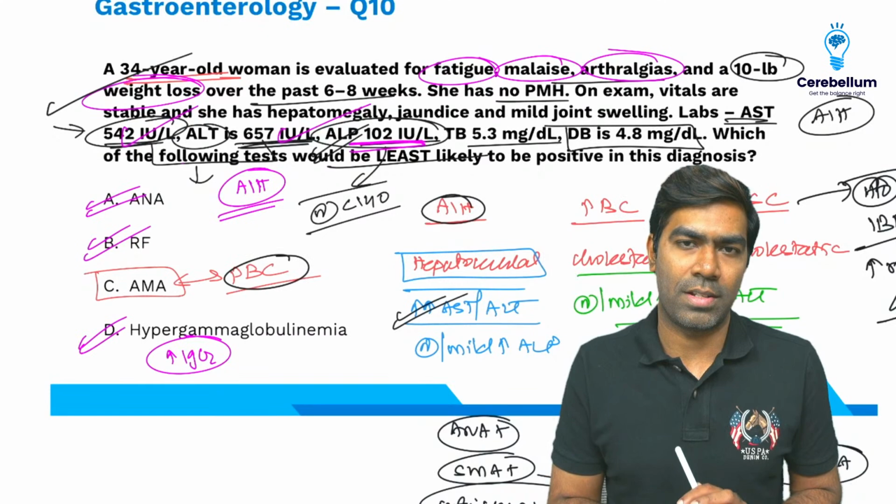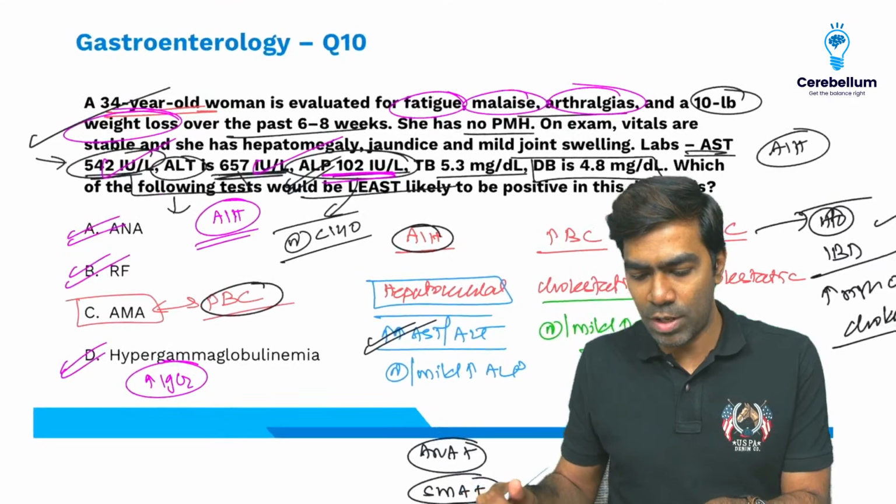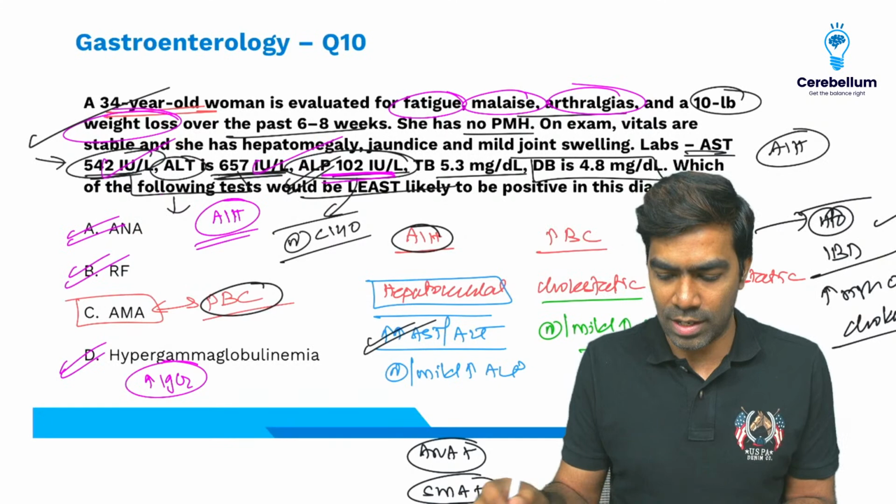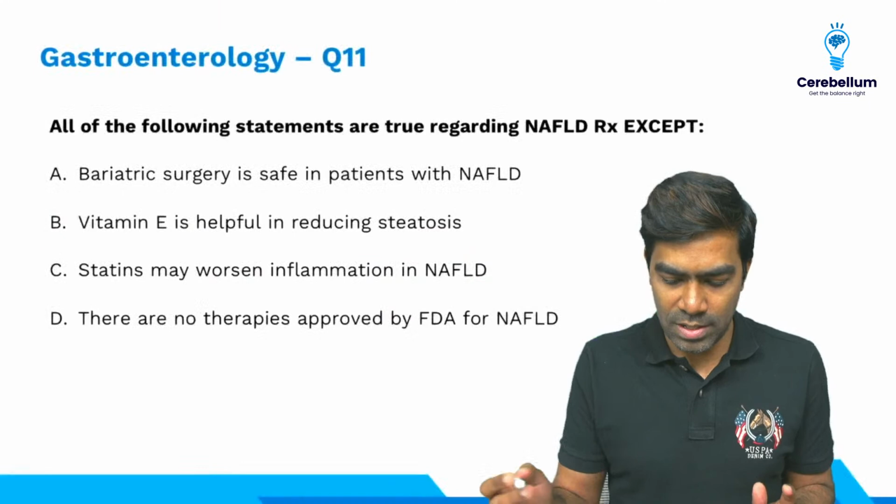So first of all, you need to know how to diagnose this case. Then only you will be able to answer what is the right answer. Otherwise you will not be able to answer it correctly. All right, so now you can understand. This is autoimmune hepatitis and straightforward. Let us move on to the next one.